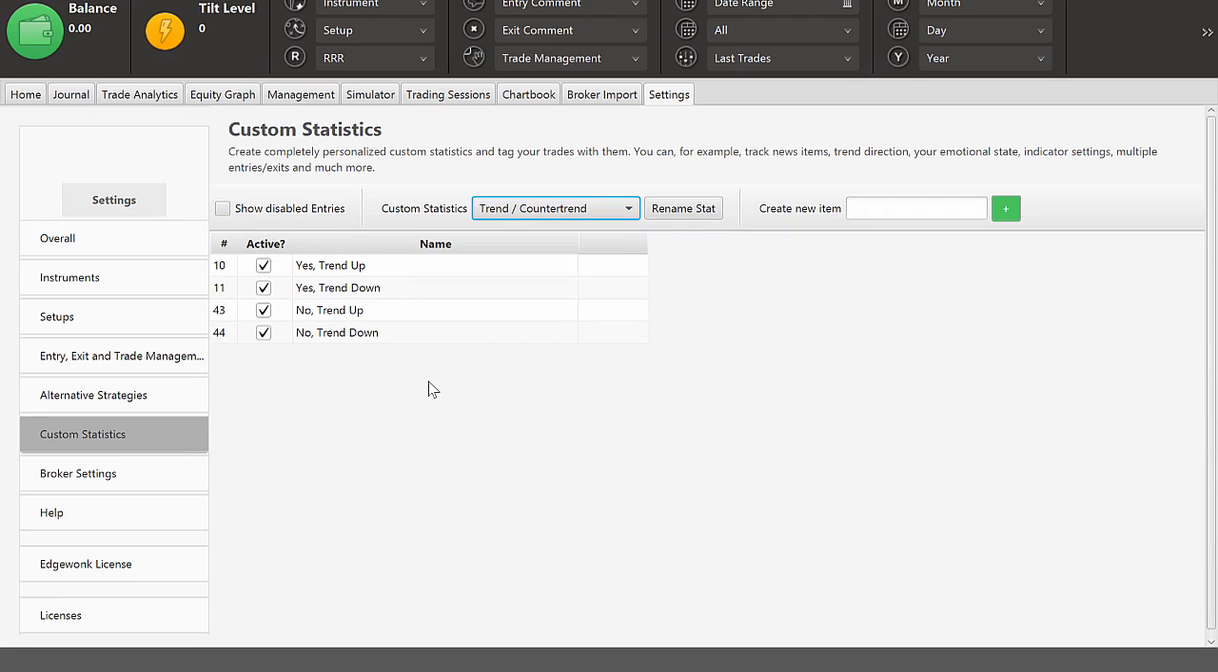Finally, the custom stats, very important. Firstly, I check the trend: up, down, not with the trend, yes, with the trend. Of course, for us, with the trend always performs much better. Usually the only counter trend trades I take are head and shoulders, and whenever I take other counter trend trades, I don't do too well.